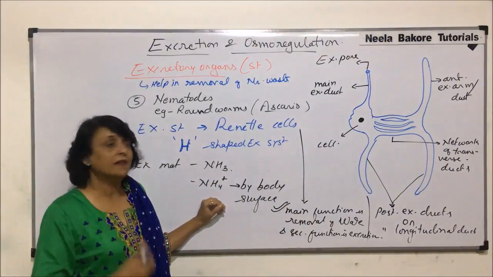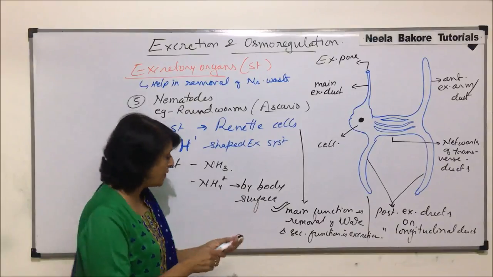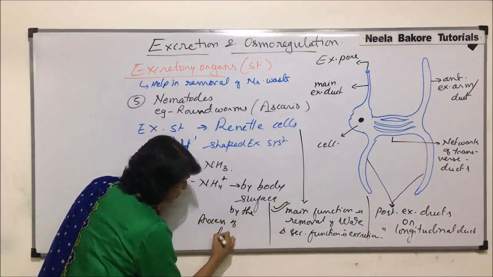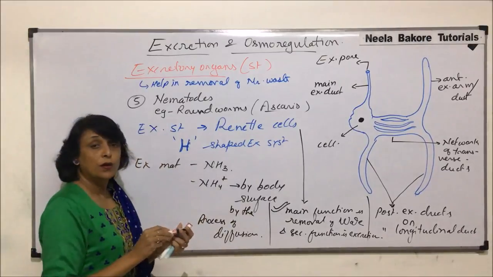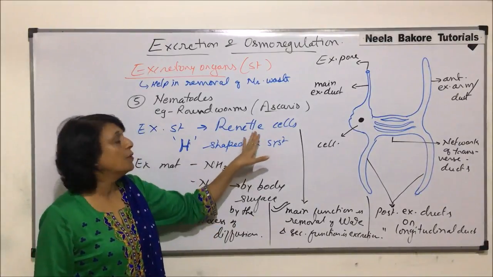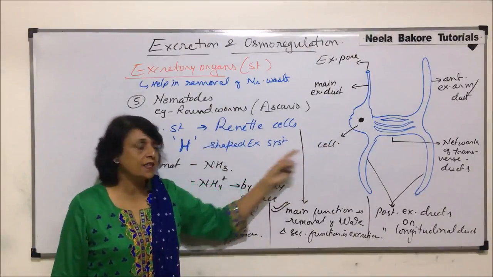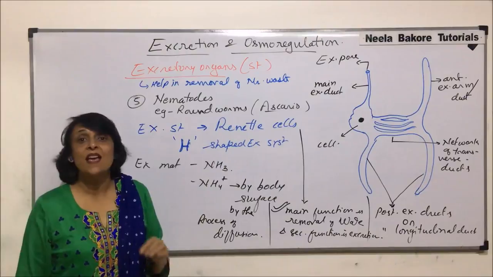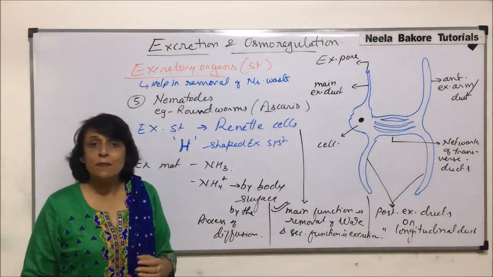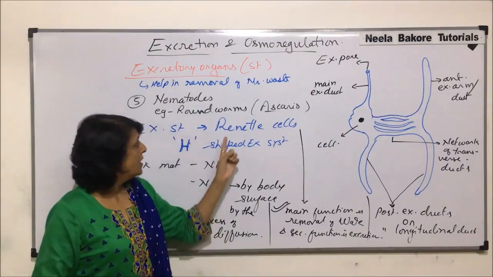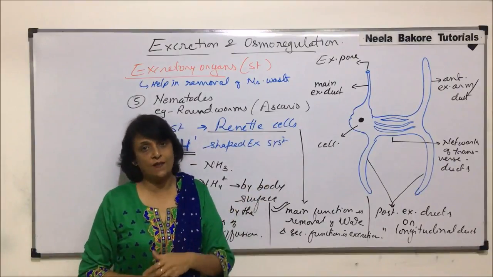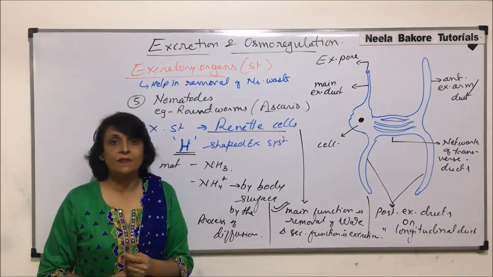Otherwise, the other excretory product, that is ammonium ions, are removed by the body surface by the process of diffusion. So, two substances are eliminated: ammonium ion through body surface and ammonia through renette cells. And because of the shape of these renette cells, this excretory system is also known as H-shaped excretory system. So this is seen in case of nematodes. The name is renette cell, and this alphabet is given because of the shape of the cell. Now the next group would be of Annelida that we will discuss in the next segment.